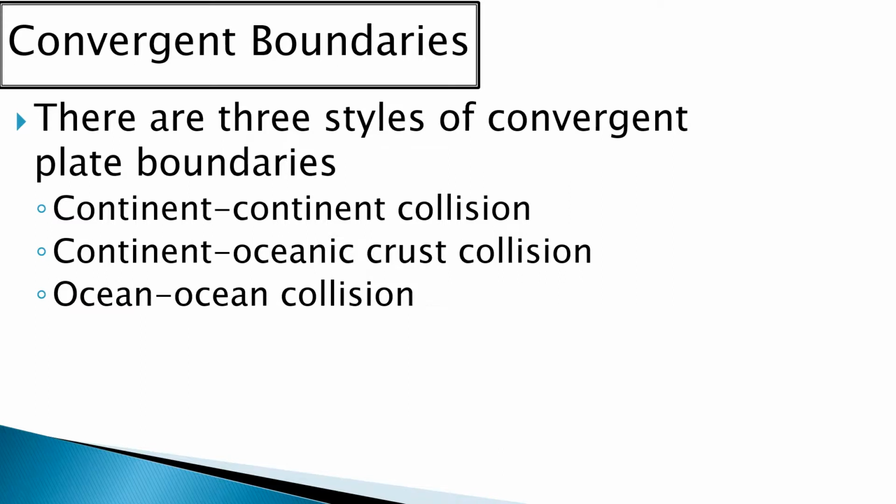Now, convergent boundaries are where plates move toward one another. There are three types of convergent boundaries, each defined by what type of crust, either continental or oceanic, is coming together. Therefore, we can have continental to continental collisions, continental to oceanic crust collisions, or ocean to ocean collisions. And these are going to form different types of land masses as they combine.